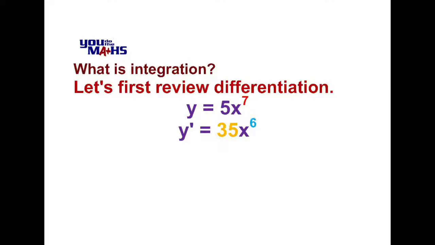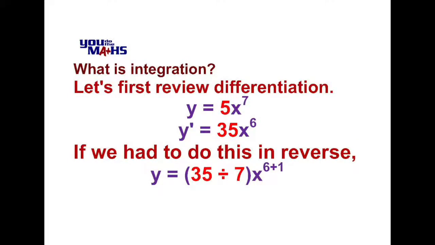To reverse this process, we need to change the 35 in the derivative back to 5, and we do this by dividing by 7. We also note that the index in the derivative is 6, and to increase it so it goes back to the original form, we need to add 1. So a simple way to summarize this process is to say increase the index of the power of x by 1, and then divide the coefficient by the new index, and that will take us back to the original form of 5x to the 7.